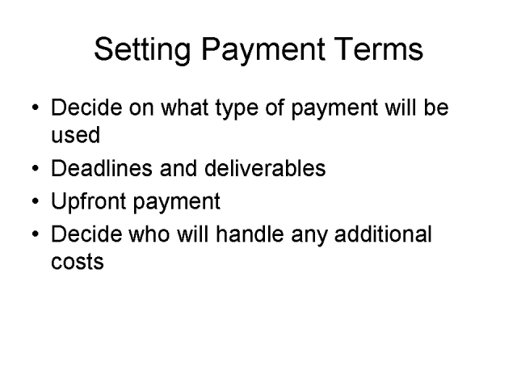Now I'm going to talk about setting payment terms. Firstly, you will need to determine what type of payment will be used. Most freelancing sites have their own payment systems that can deposit money directly into your bank account or PayPal. But sometimes clients will want to use PayPal or some other payment form. Decide on deadlines and deliverables. If you require upfront payment, then that should be discussed. And finally, decide who will handle any additional costs, which can include things like stock photos, website plugins, and other things related to the project.